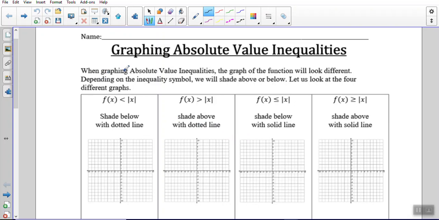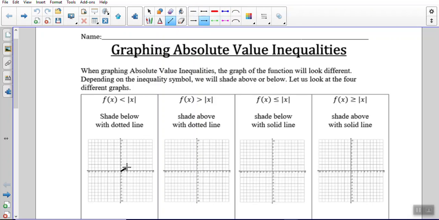When graphing absolute value inequalities, the graph of the function will look a little different. Depending on the inequality symbol, we either shade above or below. Let us look at the 4 different graphs. The first one we have here is f of x is less than absolute value of x. This is going to be shaded below with a dotted line because it's not less than or equal to. So let me get a dotted line here.